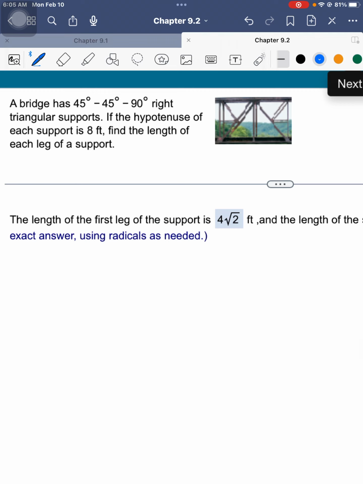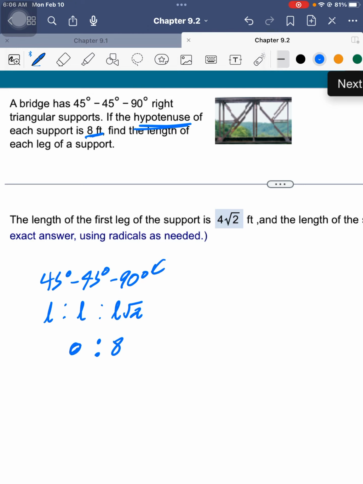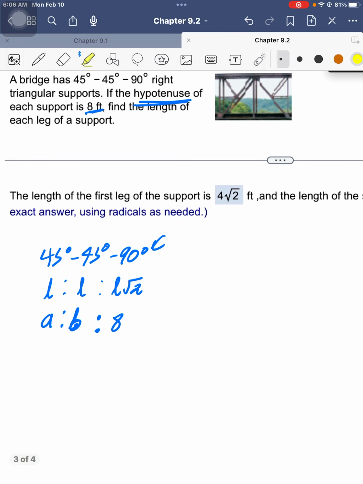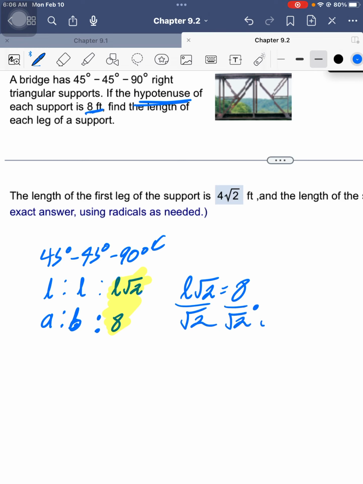Okay, what's this one? A bridge has 45, 45, 90. Oh my god, it's even easier. They literally gave it to me. So let's write that. This should be L square root 2. If the hypotenuse of each support is 8 feet, but look at that, they already gave us the hypotenuse because 90 is the hypotenuse. So let's say this is B and this is A. So that means I set this one equal. L square root of 2 equals 8. Divide by square root of 2. Divide by square root of 2.